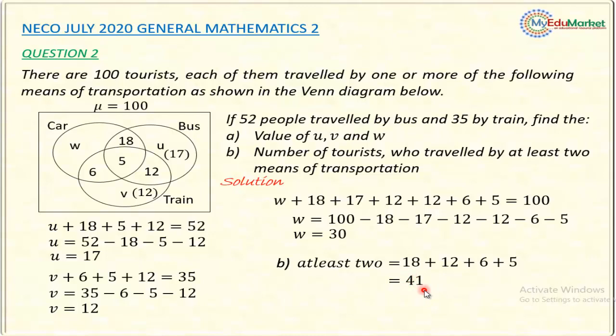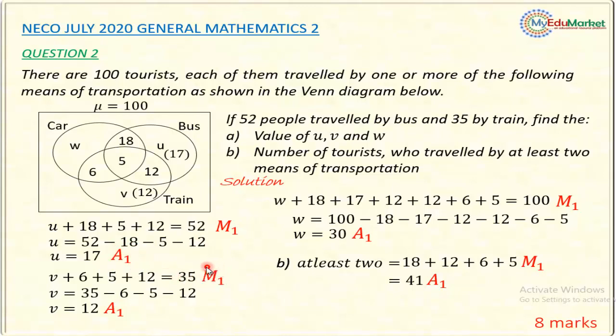So with that I finish answering this question. What I'll just give you now is the mark distribution for this according to the official NECO marking scheme. This is the mark distribution. The very first mark is for getting that equation in an attempt to get U, that is the equation for bus. So putting that equation correctly, trying to solve for U, you have method 1 mark, and getting U as 17, you have accuracy 1 mark.